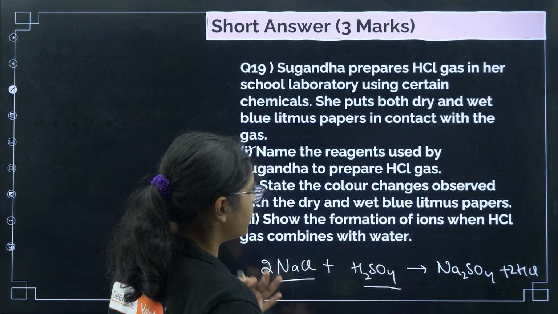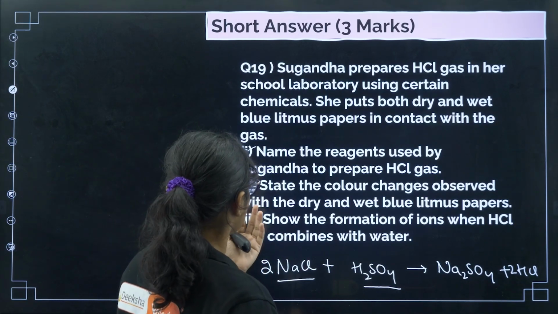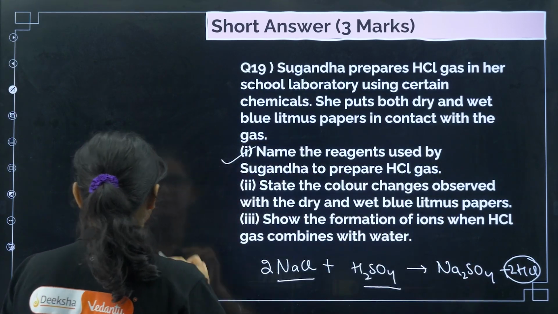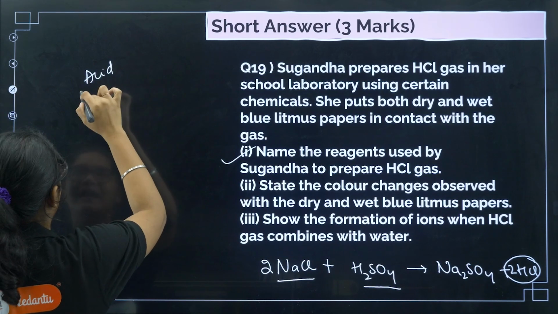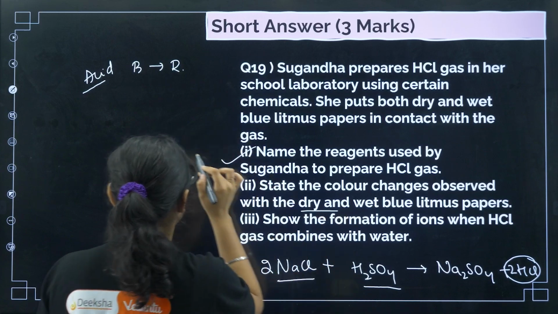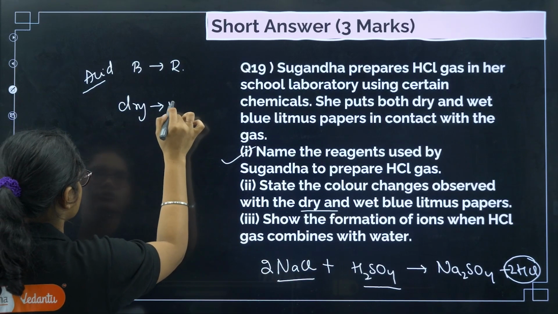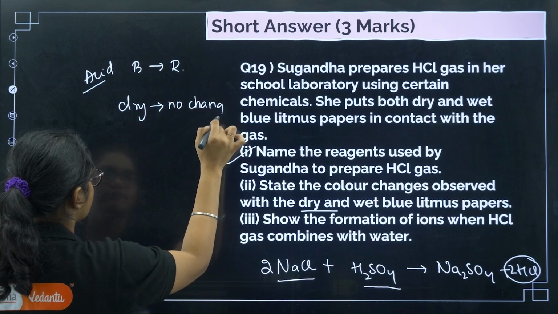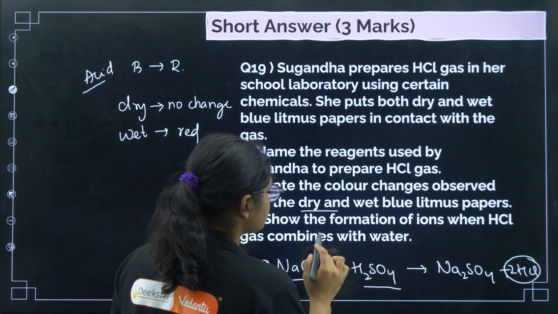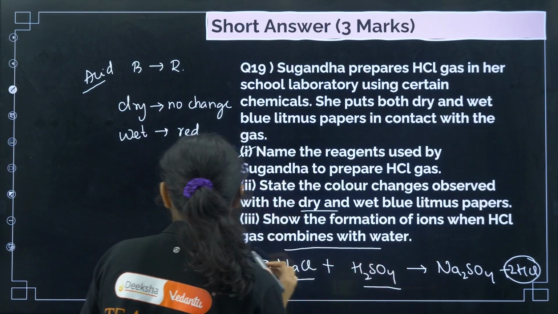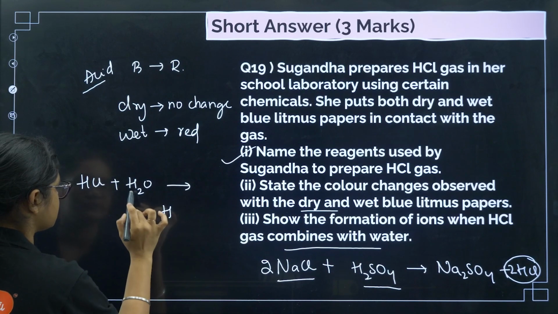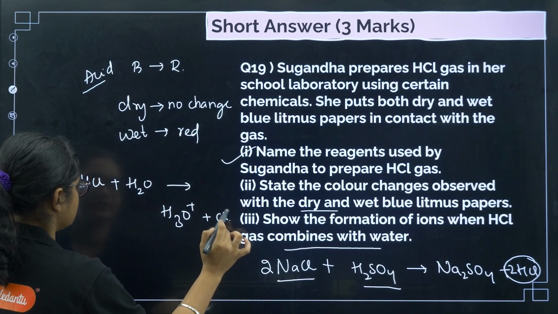Next, state the color change observed with the dry and wet blue litmus. Now you see there is HCl produced here, right? So if there is, we know for acid, what happens? Acid changes blue to red, right? But this will not happen with dry. For dry, what will happen? For dry there is no change. Okay. For wet you can write blue litmus changes to red. Okay. Now show the formation of ions when HCl combines with water. So just now we wrote that when HCl combines with water we get H plus ions, which combine with this one to give you H3O plus and Cl minus.